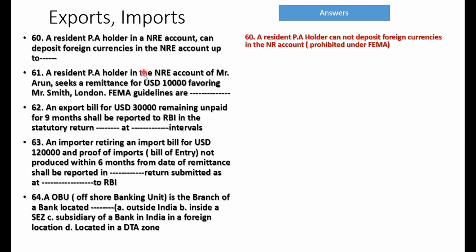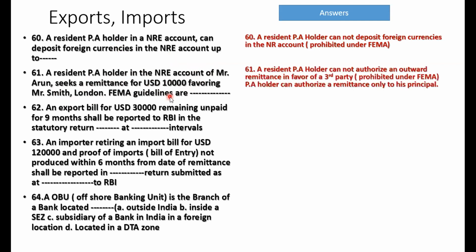Again you remember, see another question. A resident PA holder in the NRE account of Mr. Arun. One day he seeks a remittance, $10,000 he wants, because I am a power of attorney holder, I can operate the account. He wants to remit $10,000 favoring Mr. Smith, London. Whether it is permitted? No, it is prohibited. Third party remittances by a PA holder are not permitted. He can remit at maximum to the original account holder. Some prohibitions you have to keep in mind.